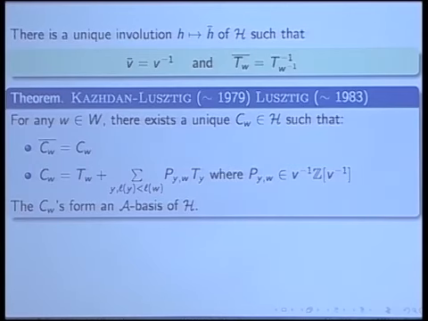Then, since the length of y is strictly less than the length of w, the C_w form a basis of H, known as the Kazhdan-Lusztig basis. So as an example, C_1 is just equal to T_1, which is the identity element of the Hecke algebra. 1 is the identity of the Coxeter group. It's not very interesting, but if you take C_s, then T_s plus v to the power minus the weight of s, T_1, then you can check it is stable under the bar involution. It can be written in this form, so this is the element C_s.